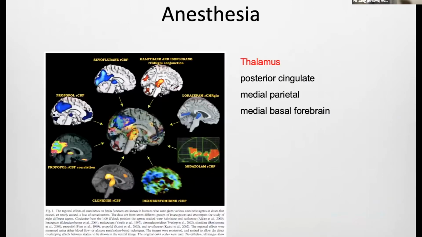And here's another example about anesthesia. You can see that across many different studies using different kinds of drugs, when you lose consciousness under drugs, you'll see that there's a negative correlation between thalamus and cortex again. So once again, you'll see that there's a positive activation in the thalamus, but negative activation in the cortex. So once again, showing that this connection between thalamus and cortex is important.